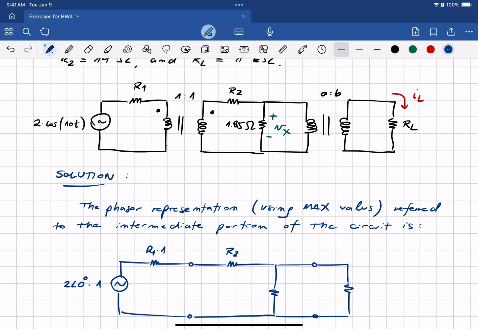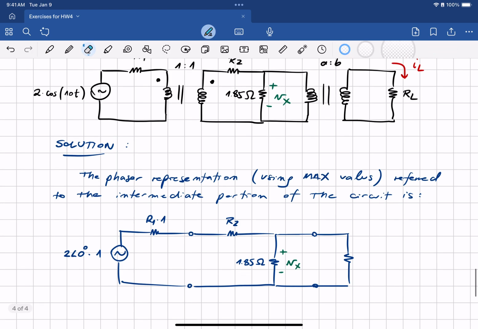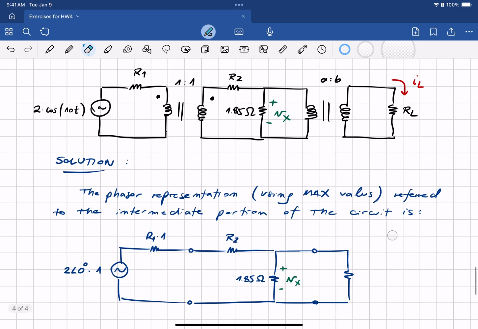Here's R2. We're not touching the intermediate portion, so we still have 1.85 ohms. And we still have our Vx here. And finally, the RL, we need to divide by A squared. So what is A squared in this case? Let's call this A the transformation ratio.